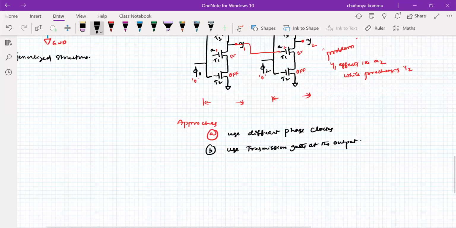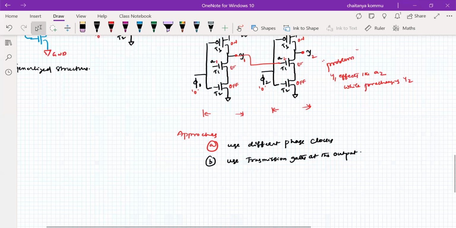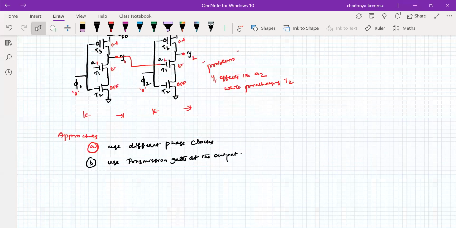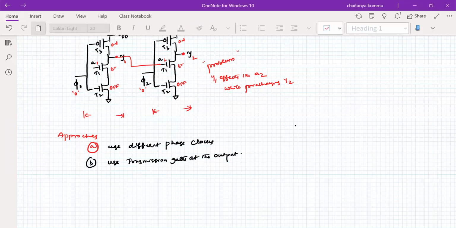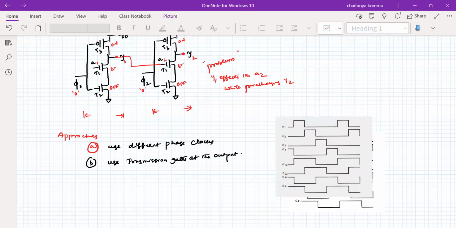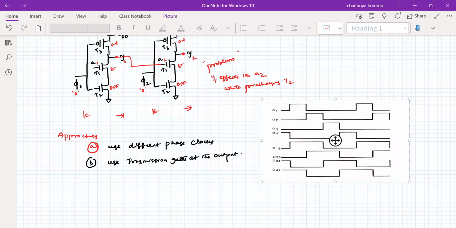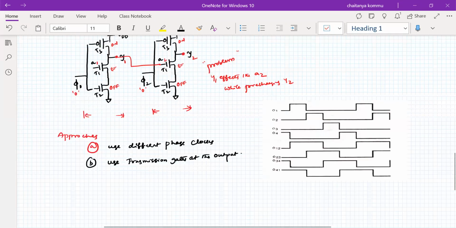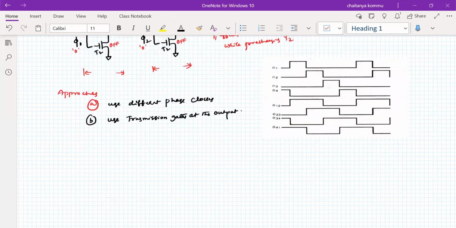By using different clocks, I can show you what kind of clocks are necessary for this approach. These are the clock signals. I will copy and paste here. See here, these are the different clocks I have to consider for each stage. Otherwise, you use the transmission gates at the output side.